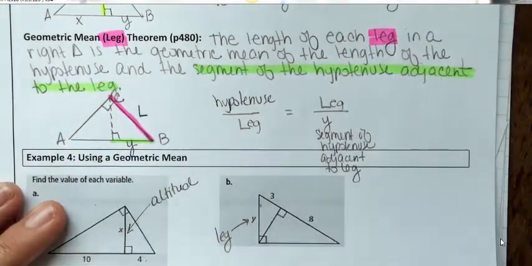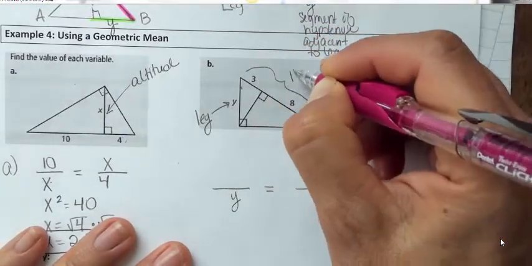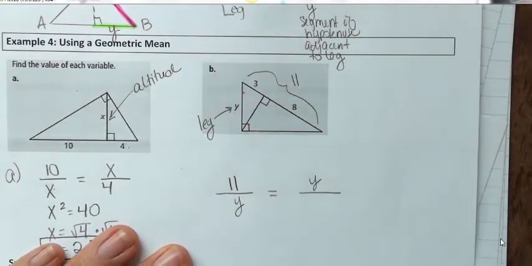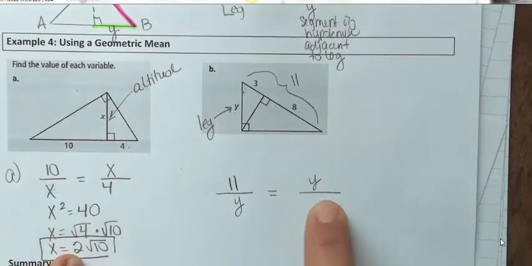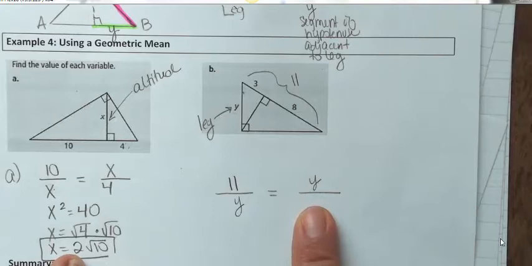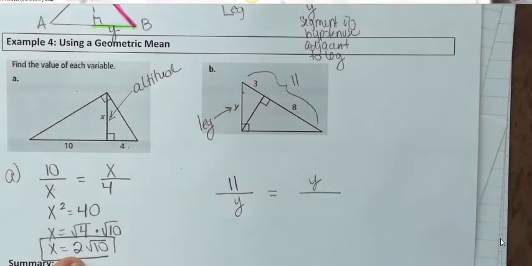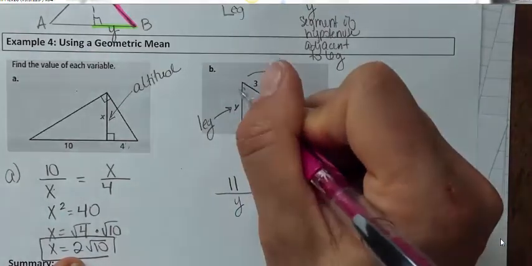So the full length of my hypotenuse here is 11. So that's going to go on one of my ratios. And then down here, I need the length of the segment of the hypotenuse that's adjacent to the leg. So which one's it going to be? Which one's adjacent to the leg that I care about, this y? Is it 3 or is it 8? It's 3 because that segment is touching this leg.